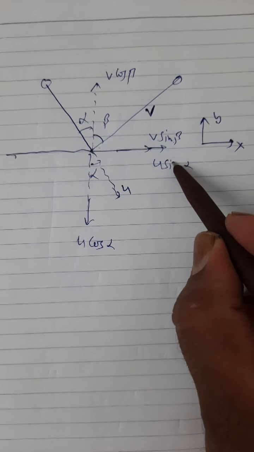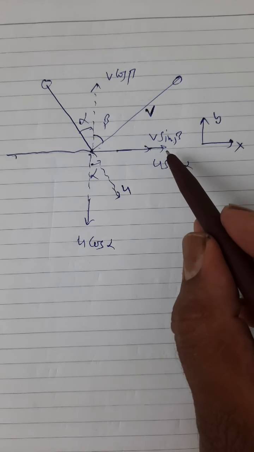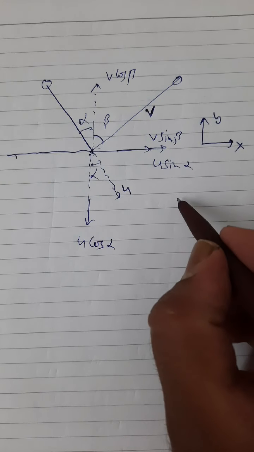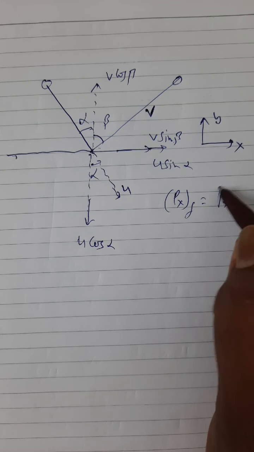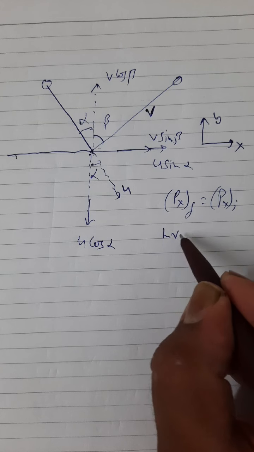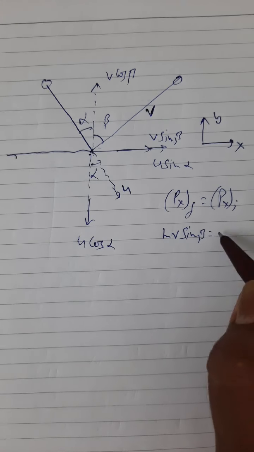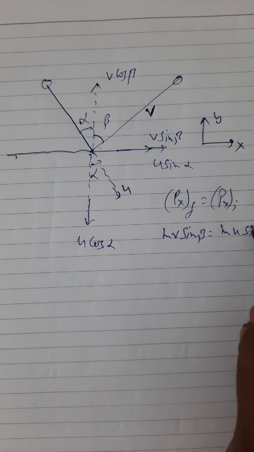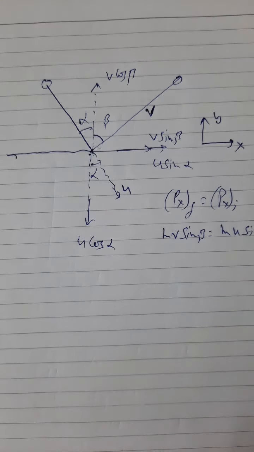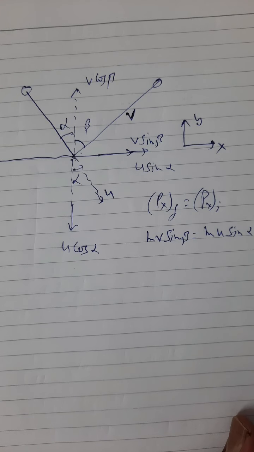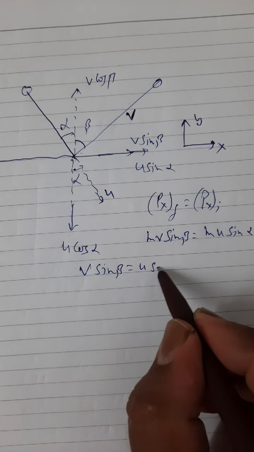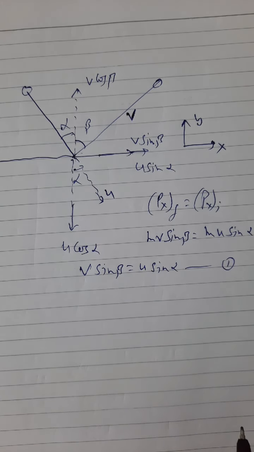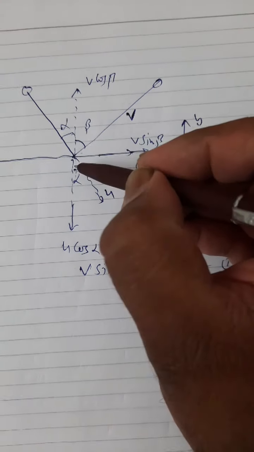Now look, in x direction there is no force, so there must not be any change in momentum. Means px final is equal to px initial. Means m v sin beta is equal to m u sin alpha. This finally gives us, look here carefully, v sin beta is equal to u sin alpha. Equation 1.